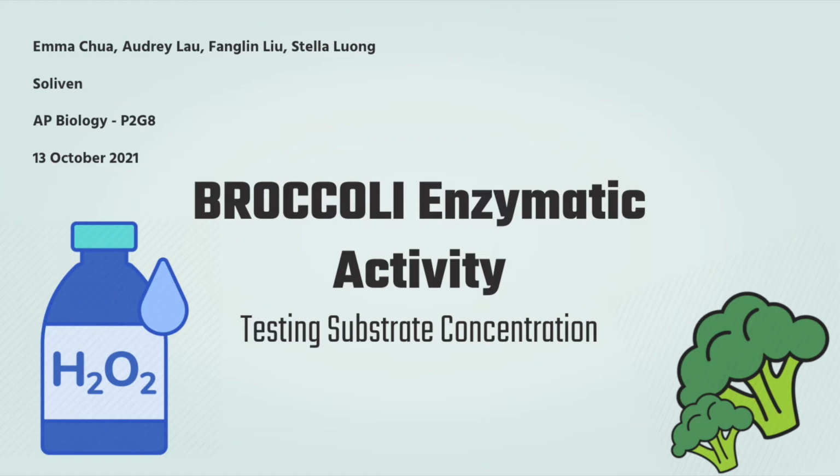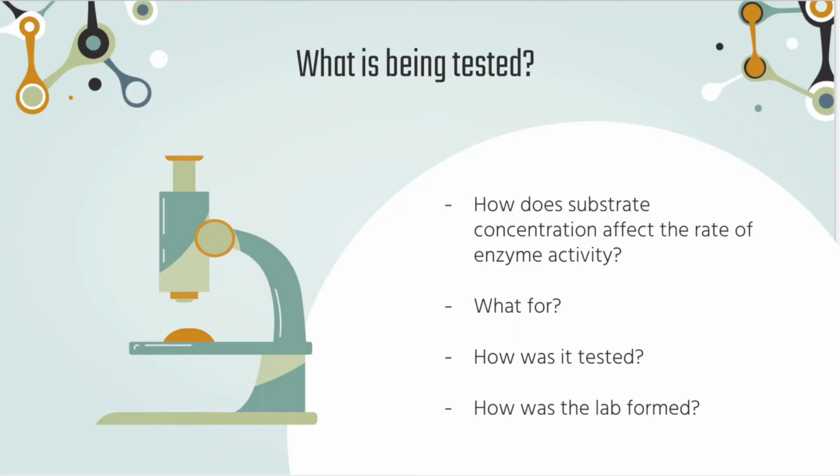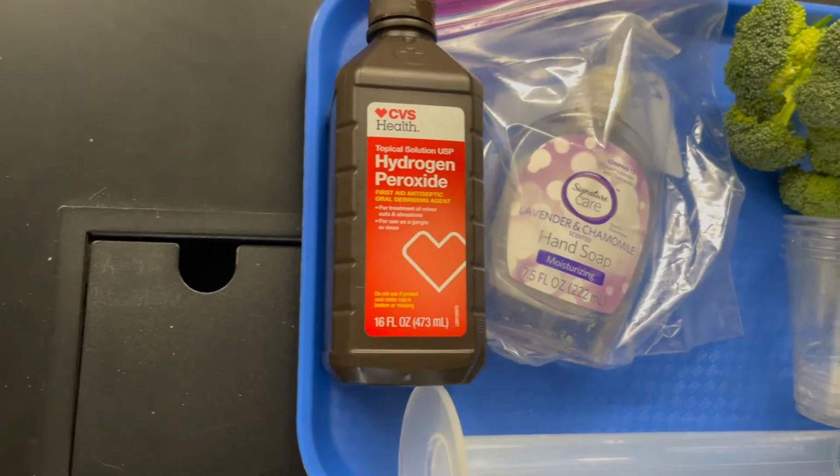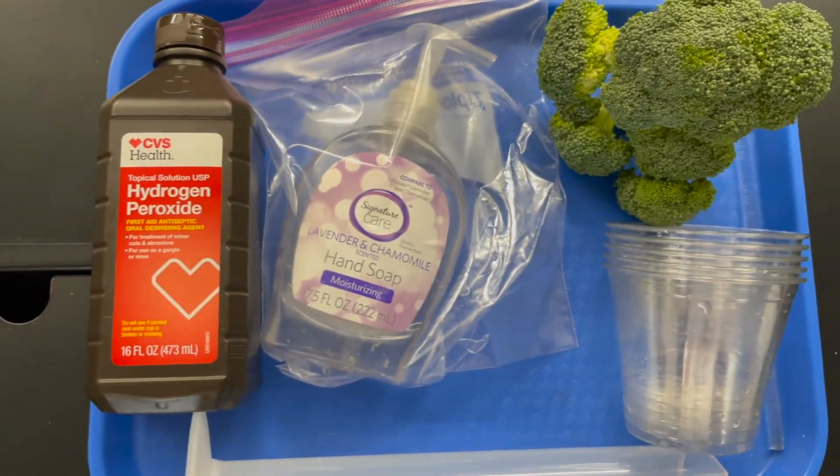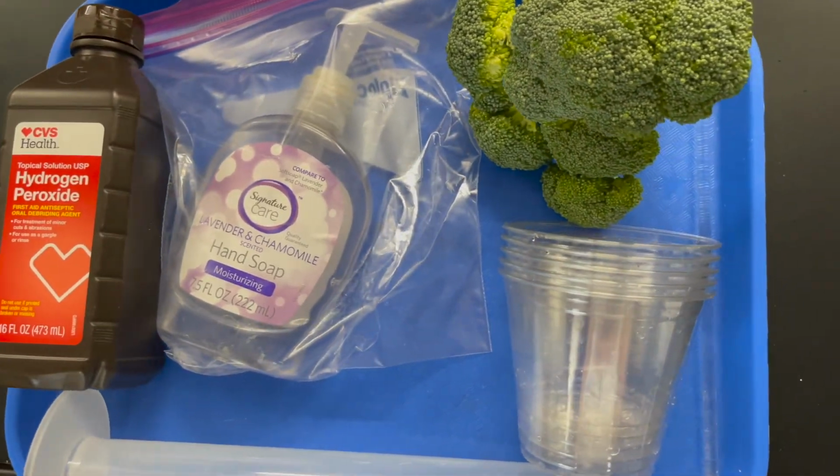This is Group 8's Broccoli Enzyme Activity Lab. So what is being tested? The question is, how does substrate concentration affect the rate of enzymatic activity? Well, the purpose of this experiment is to observe the effect of substrate concentration on the rate of enzymatic activity based on the number of bubbles formed.